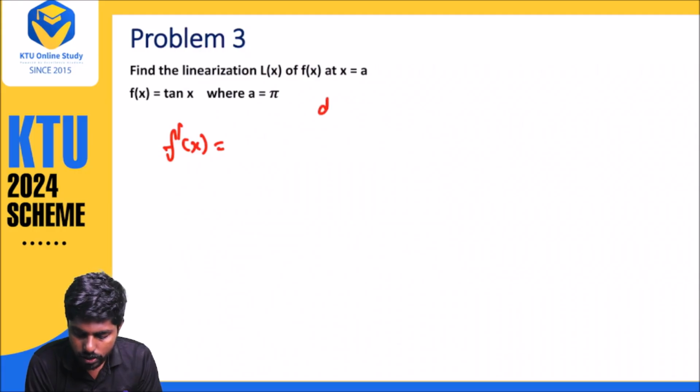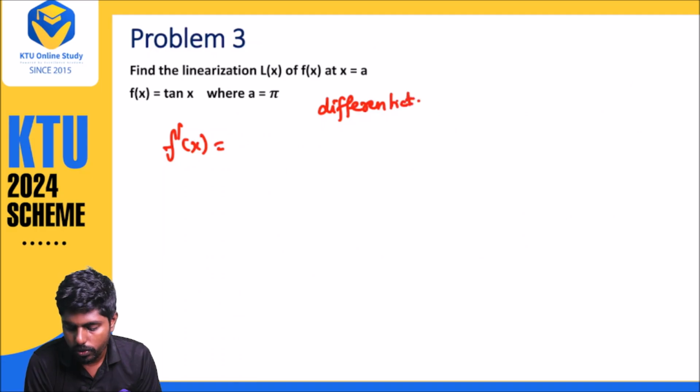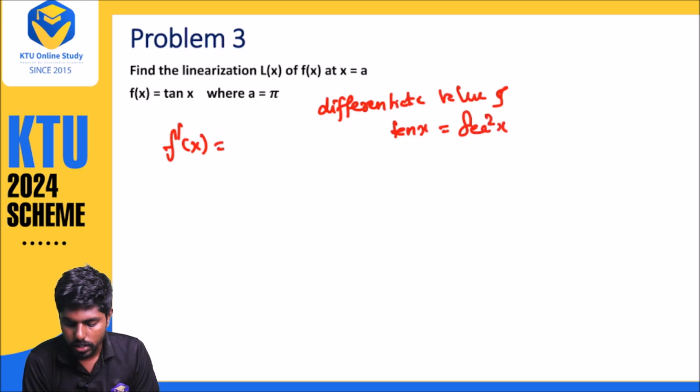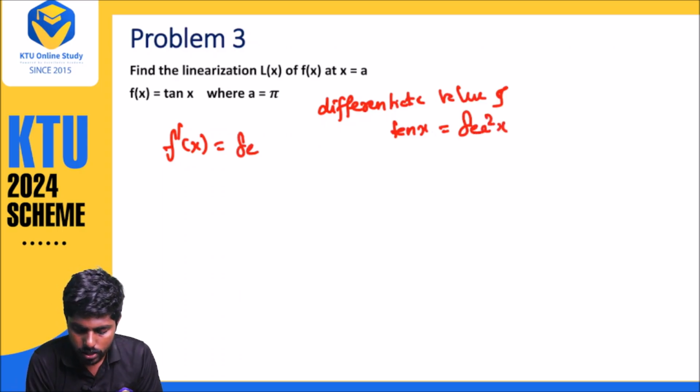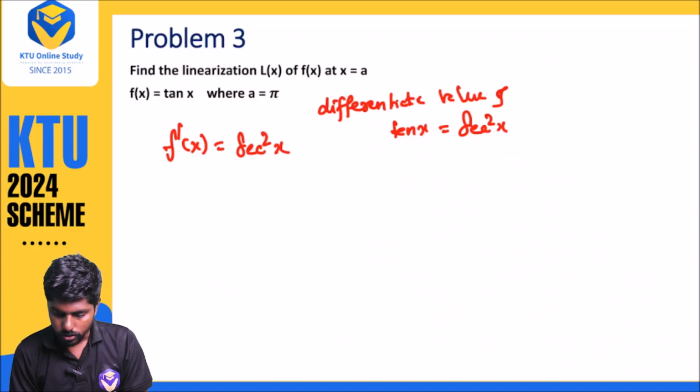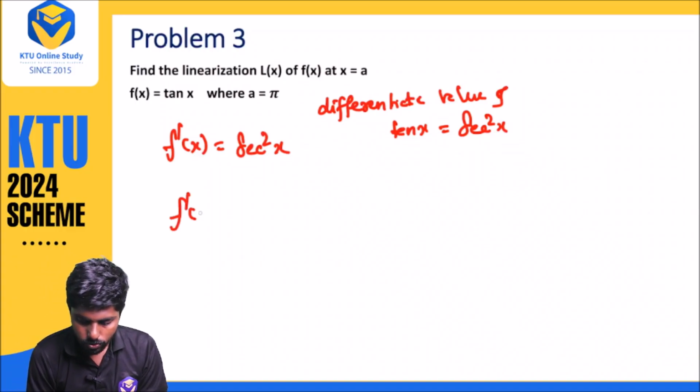What is the differentiation value of tan x? The derivative of tan x is nothing but secant square x. So our f dash is equal to secant square x.